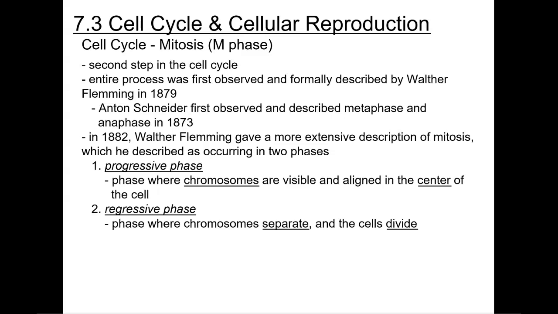The entire process was first observed and formally described by Walther Fleming in 1879. Anton Schneider was the first to observe and describe metaphase and anaphase in 1873. In 1882, Walther Fleming gave a more extensive description of mitosis, which he described as occurring in two phases, the progressive phase and the regressive phase. In his progressive phase, the chromosomes are visible and aligned in the center of the cell. Nowadays, we call that metaphase of mitosis. The regressive phase is where the chromosomes separate and the cell divides.